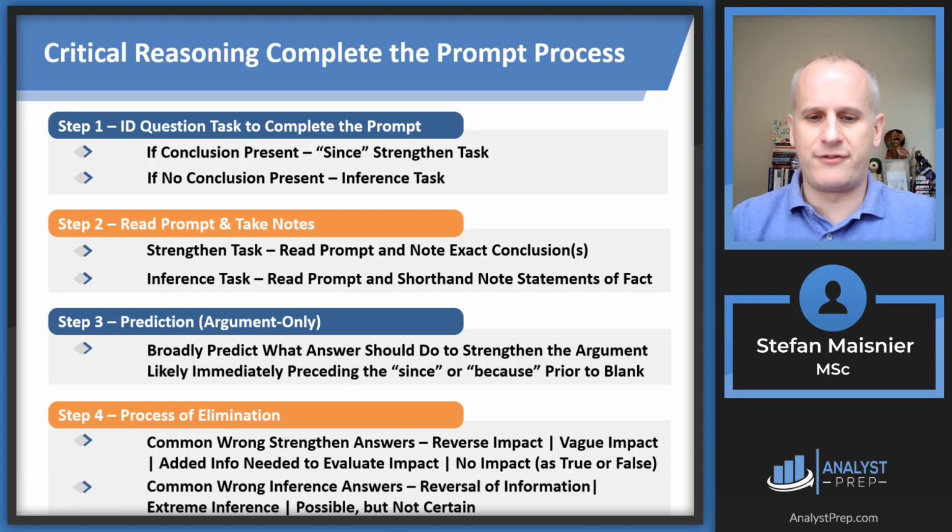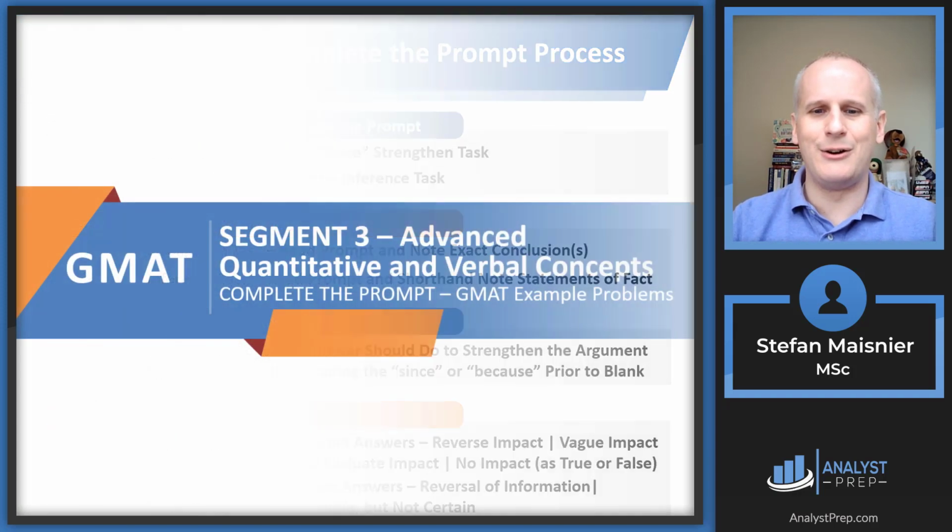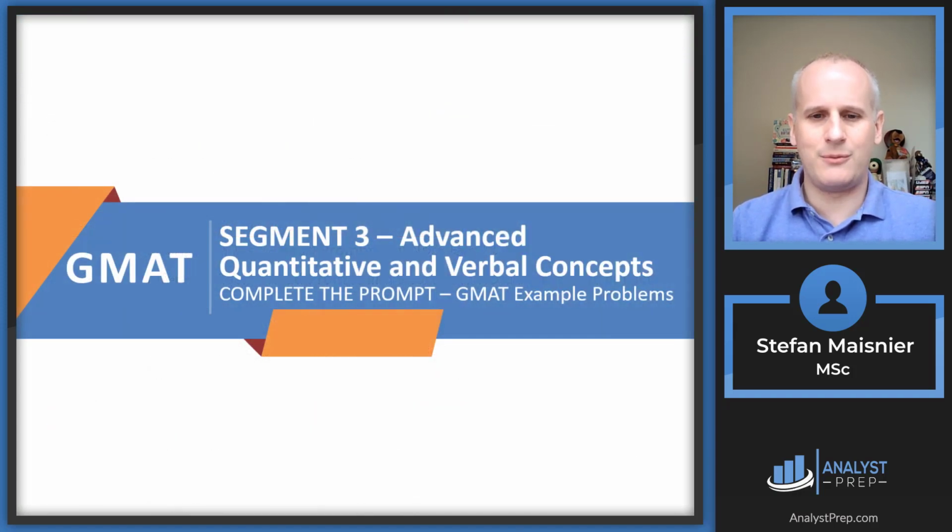And for your inference, common wrong answers are going to be reversals and answer choices that have the information backwards. Extreme inferences, things that go too far. The prompt said sometimes, the answer choice said always, those sorts of things. And then simply an option that could be, but doesn't have to be with certainty. So if you follow these steps with complete the prompt questions, you'll be able to excel on one of the harder question types on the critical reasoning section.